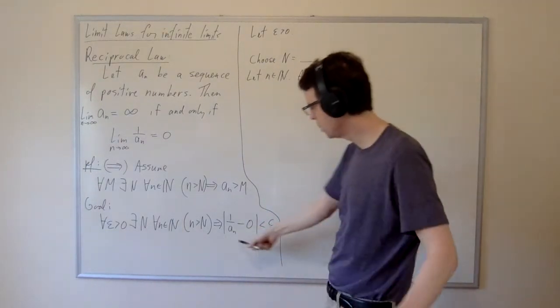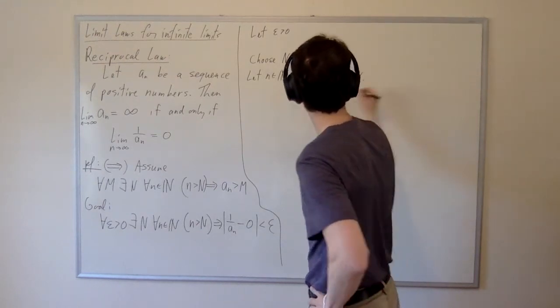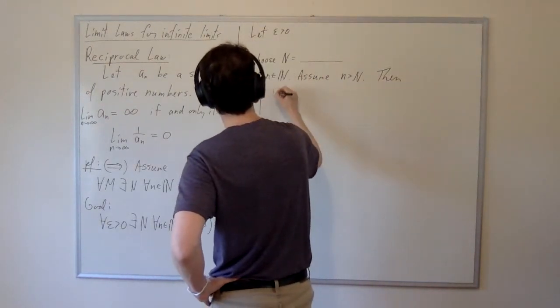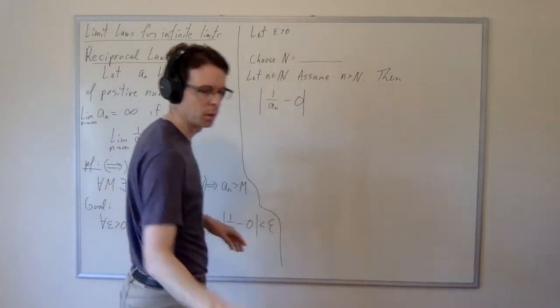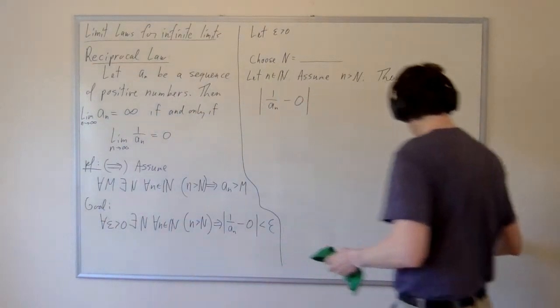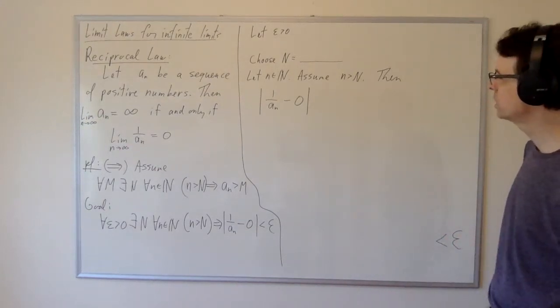Now, here I need to prove that this is less than epsilon. So what I'm going to do is say, then, and I'm going to start my computation. The absolute value of 1 over a_n minus 0. And then here, because I am proving a traditional limit, I do intend to end with less than epsilon.